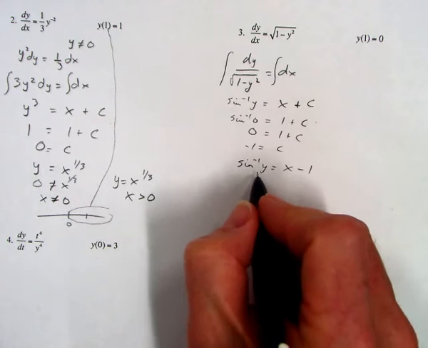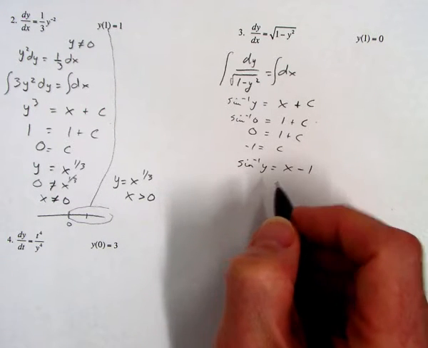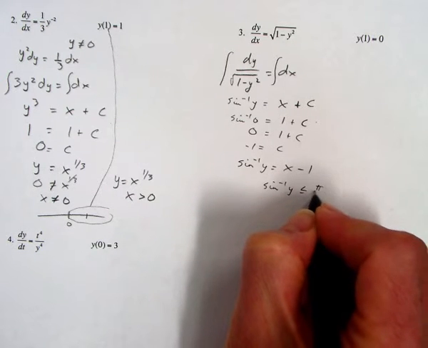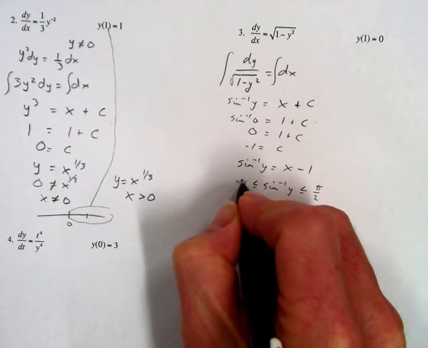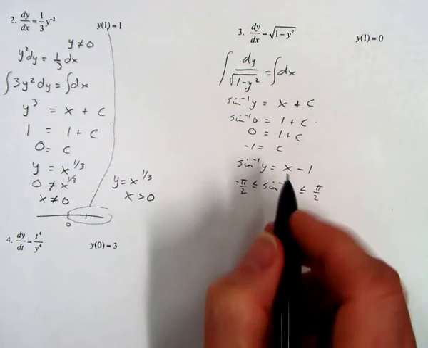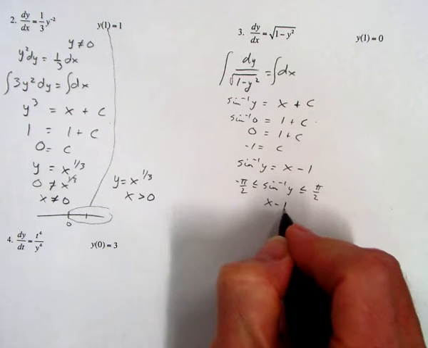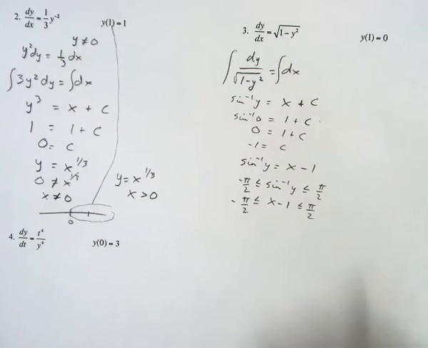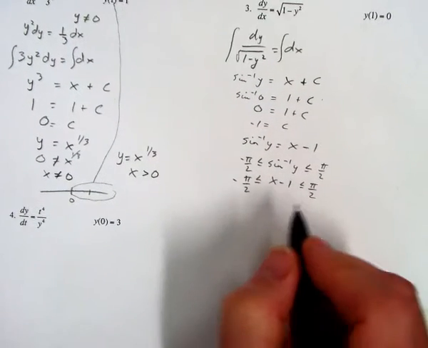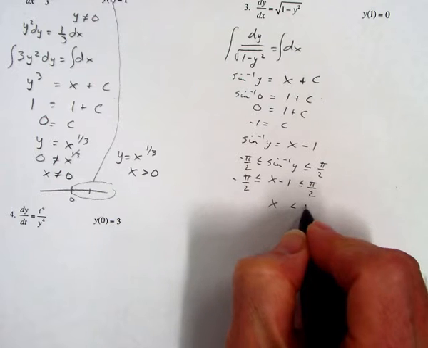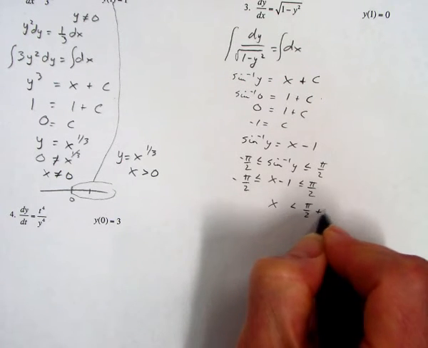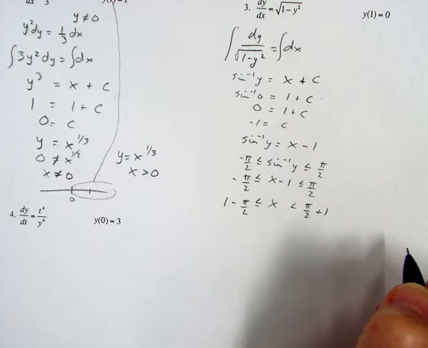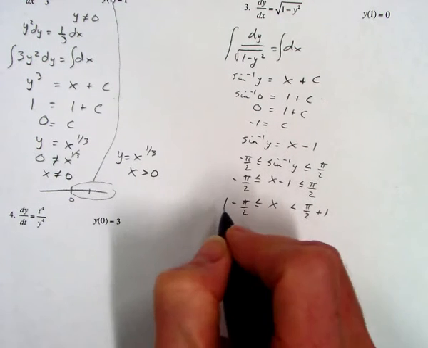Now, what do we know about the inverse sine of y? This is a function, so the inverse sine of y is bounded by -pi/2 and pi/2. But inverse sine of y is equal to x minus 1, so that means we have this relationship. We can substitute x minus 1, solve for x, so now x is bounded by 1 minus pi/2 and 1 plus pi/2. So that is going to be our domain.